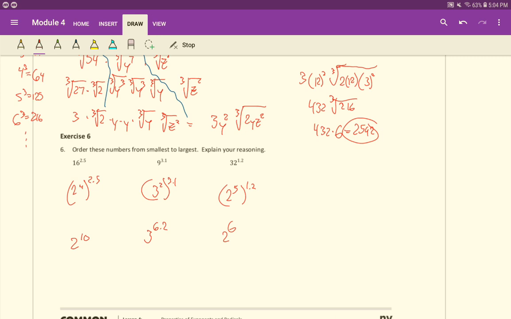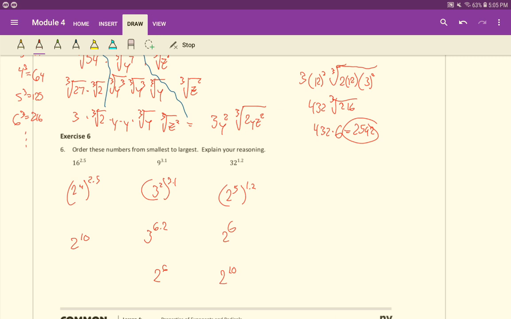And so it's clear here which one is the small, well, sorry. We can at least compare these two relatively simply. Which one is the smaller one, which one is the bigger one? 2 to the 6th is definitely less than 2 to the 10th. But where does that 3 to the 6.2 go? Does it go in here between the two? Or does it go here at the smallest number? Or does it go here as the biggest value? Which one is it?